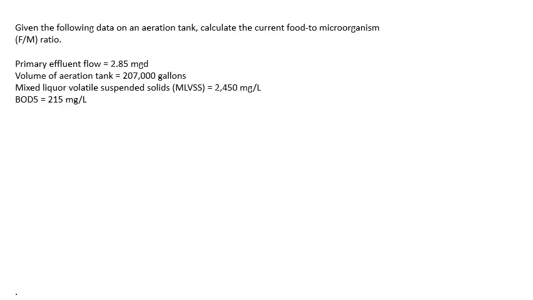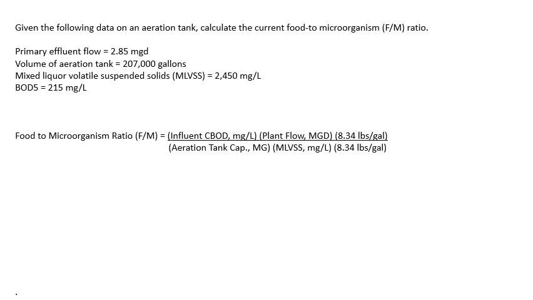Given the following data on an aeration tank, calculate the current food to microorganism F/M ratio. The primary effluent is 2.85 million gallons a day. The volume of an aeration tank is 207,000 gallons. You're going to have to convert that to million gallons. Mixed liquor volatile suspended solids, MLVSS, is equal to 2,450 milligrams per liter, and the BOD is 215 milligrams per liter. So here's your F/M ratio formula.